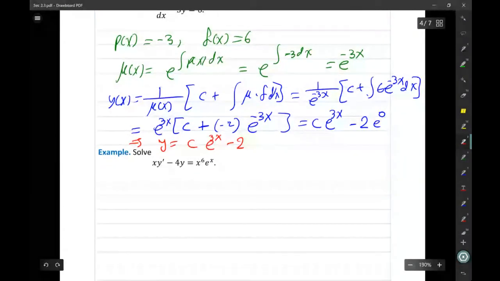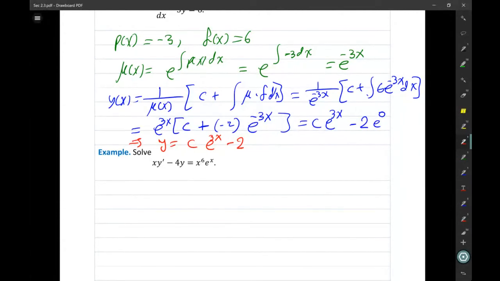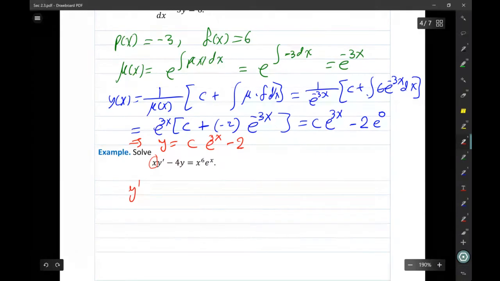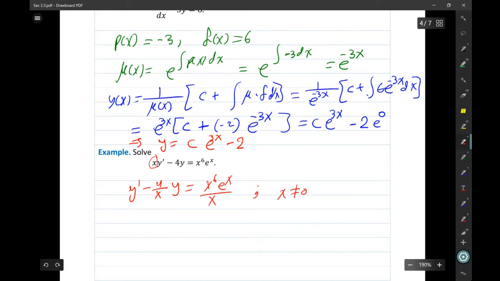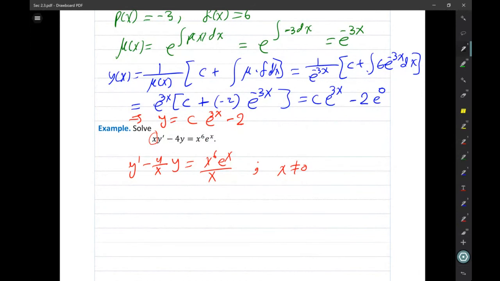Next, let us solve this one: x y prime minus y is equal to x. Now you know that we have here a coefficient x multiplied by y prime, so we have to write it in the standard form. Divide both sides by x. It becomes y prime minus 1 by x times y is equal to x over x, provided that x is not equal to 0, because you cannot divide by zero. Now it is written in the standard form, with just one more simplification step.